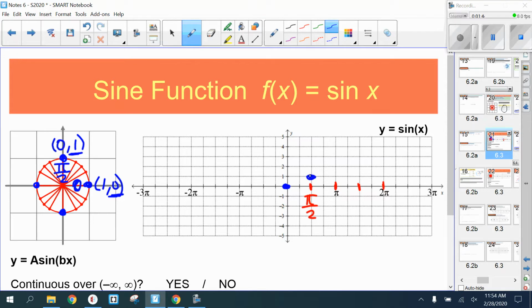As I go around, the next angle is pi, and those coordinates are -1, 0. The sine of pi is 0. This next angle is 3 pi over 2, which takes me down to here, 3 pi over 2, and that point is 0, -1. And so sine of 3 pi over 2 is -1. There's going to be a dot right there. And then I get back to 2 pi. And sine of 2 pi is 0. And so there's my graph.